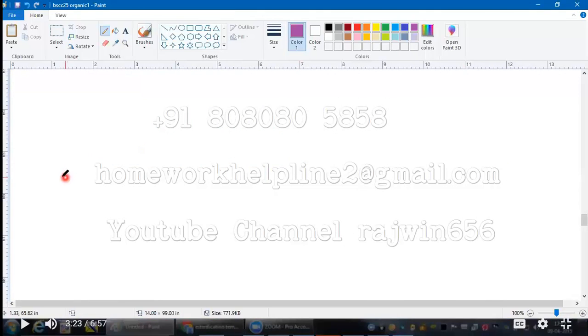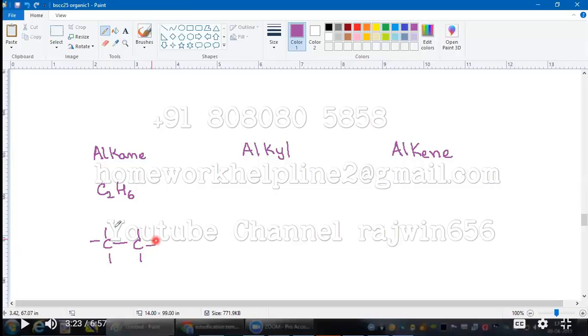See, the question that you have asked me, what is the difference between alkane, alkyl, and alkene? Is it not in the syllabus? It is. Without that, no organic chemistry. Now, alkane, I'm considering the example of C2H6. Okay, I'm drawing the structural formula over here. This is the expanded structural formula of C2H6. This is ethane.